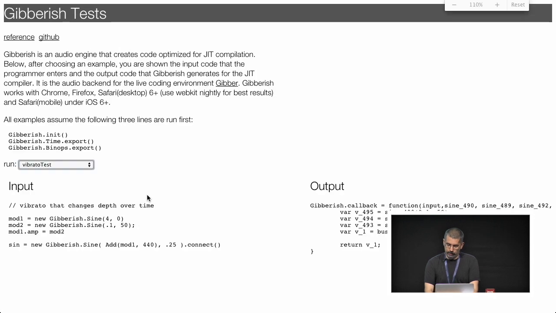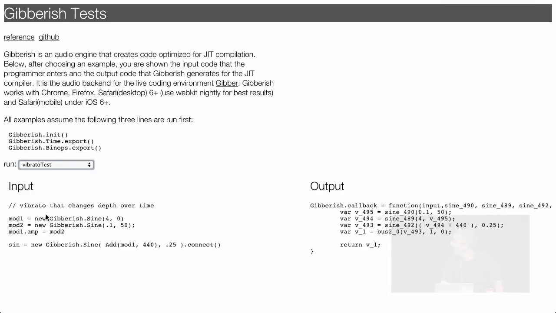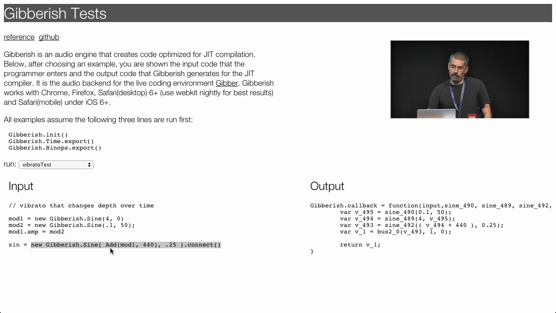Here's a vibrato that modulates over time. And the code on the left is the code that you would actually write as a developer using this library, where I'm basically making a couple of different sine waves. I'm setting the amp of one sine wave to be whatever the output of another sine wave is. And then I'm creating a third sine wave that's basically taking mod 1, adding whatever the value of that is on each sample to 440, and then connecting that to the master output bus. So you hear this vibrato that gradually gets wider and wider over time as these sine waves fluctuate in and out in relationship to one another.